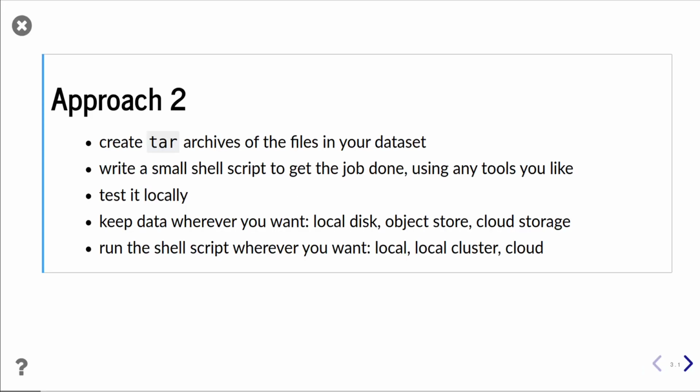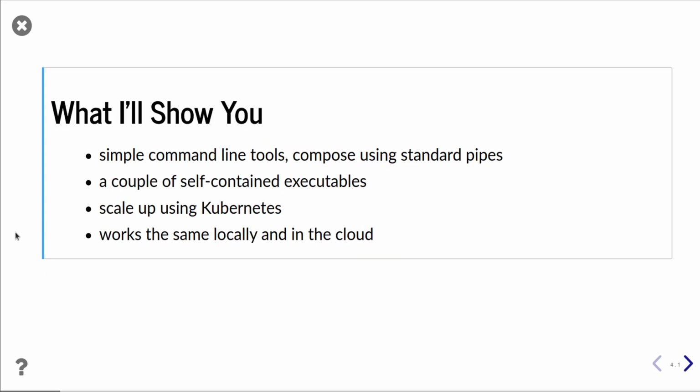In approach 2, you create tar archives of the files in your dataset. Then you write a small shell script to get the job done, using any tools you like. For most data pre-processing tasks, there are already good scripts for doing them. You just need to be able to run them over your dataset. You test your script locally, and then you can keep the data wherever you want, local disk, object store, cloud storage, and you run the shell script wherever you want, locally, on a local cluster, in the cloud, using Kubernetes or Slurm or whatever job queuing system you like. I'm going to tell you about approach number 2.